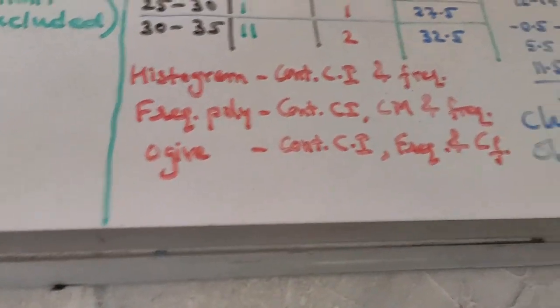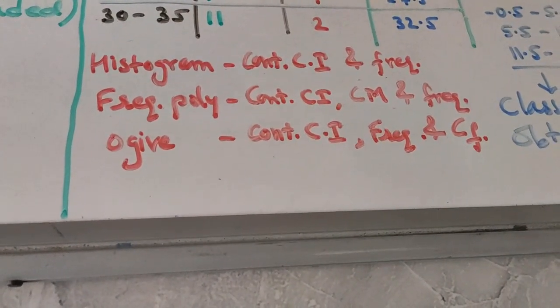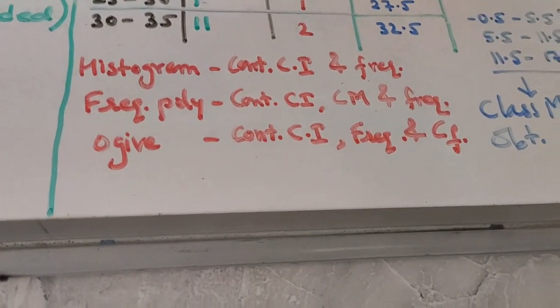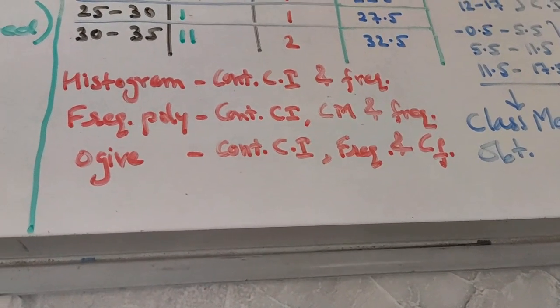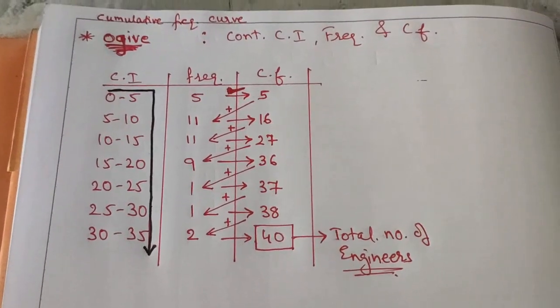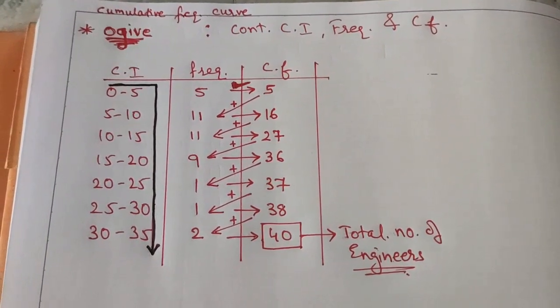So let us draw the last part, ogive. Ogive curve or ogive graph is also known as cumulative frequency curve, and it requires continuous class interval, frequency and cumulative frequency. So we are taking the same data. I have drawn the table: class interval, frequency and cumulative frequency.